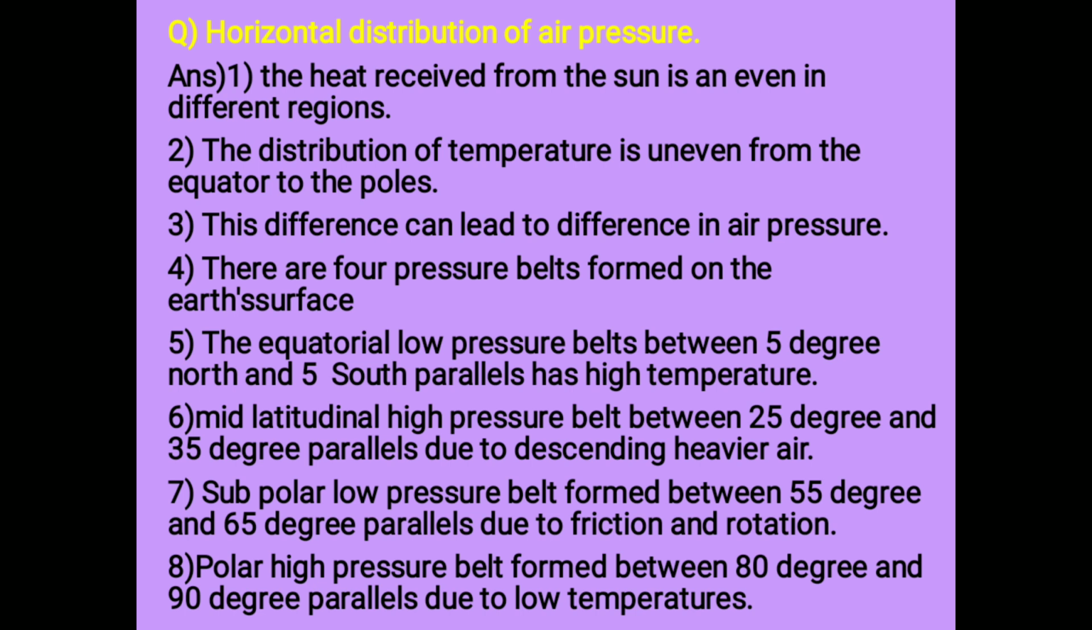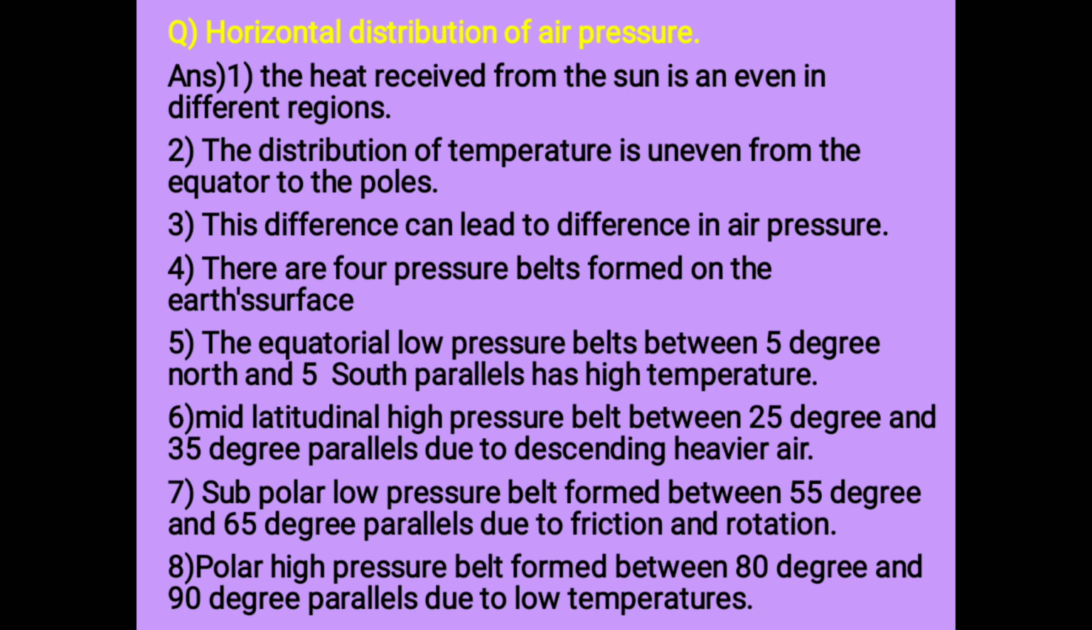Next question. Horizontal distribution of air pressure. Answer. Point number 1. The heat received from the sun is uneven in different regions. Point number 2. The distribution of temperature is uneven from the equator to the poles. Point number 3. This difference can lead to difference in air pressure. Point number 4. There are 4 pressure belts formed on the Earth's surface.